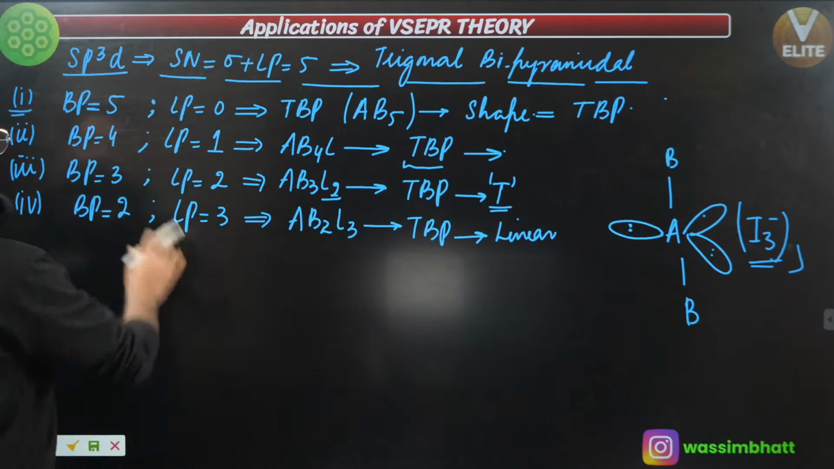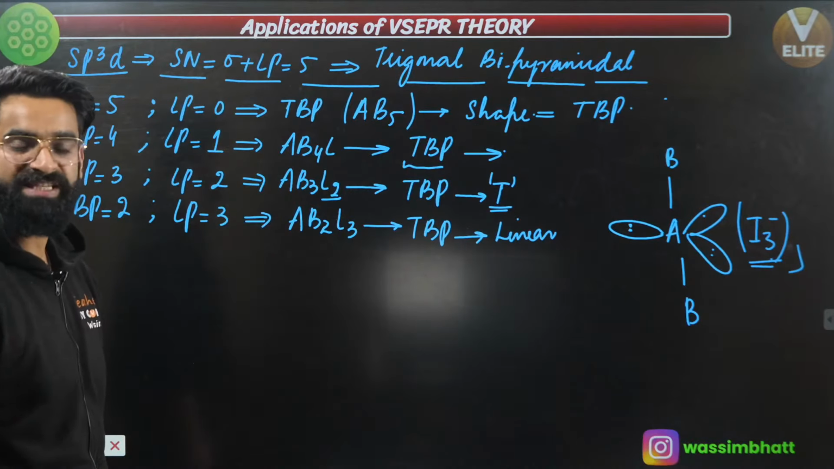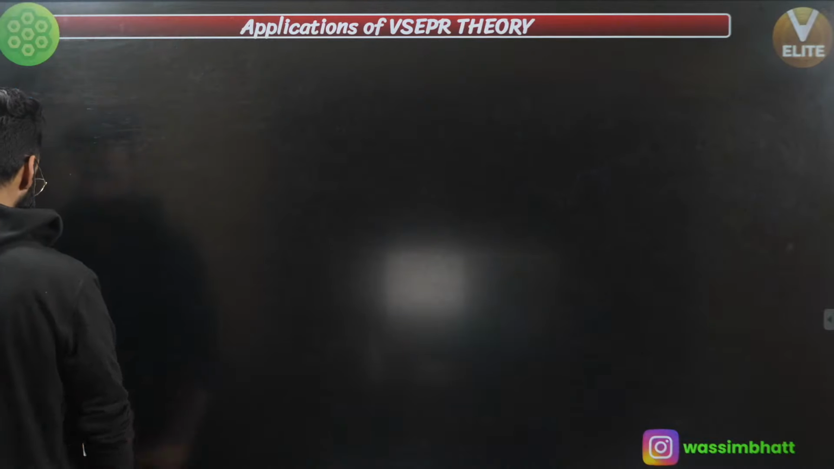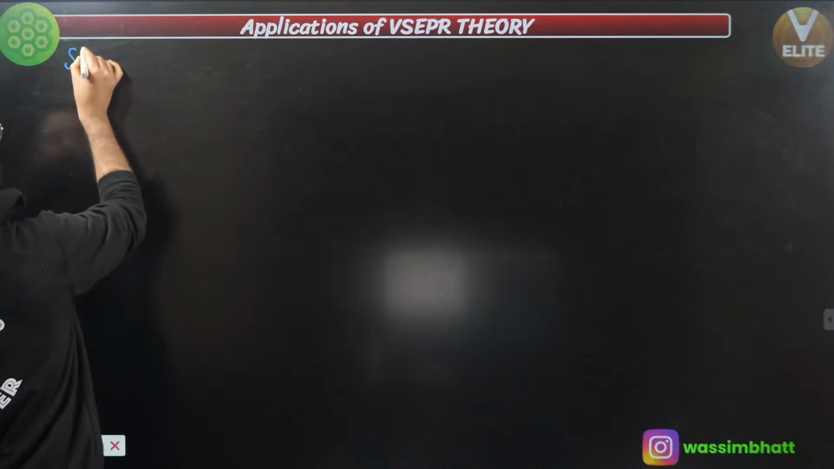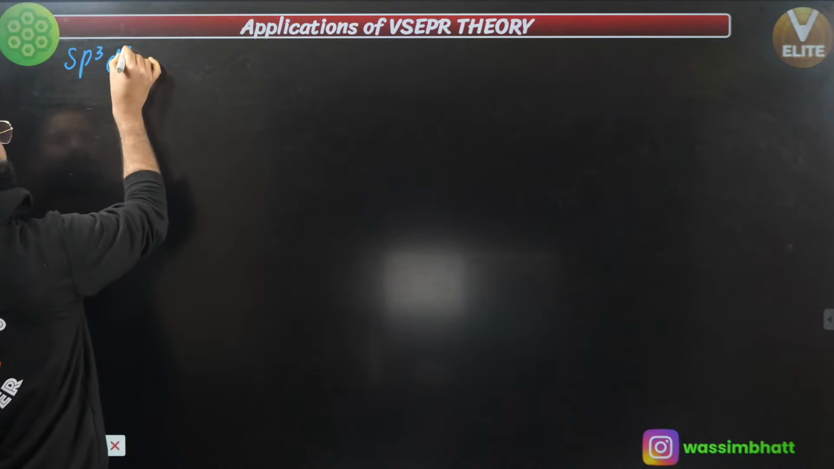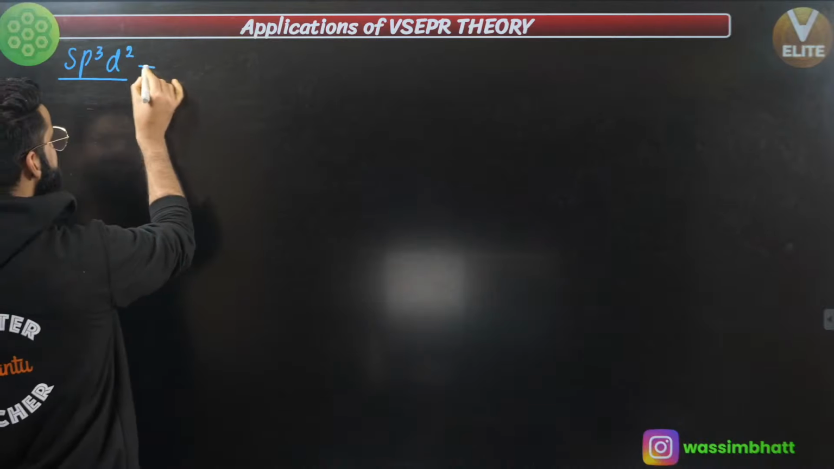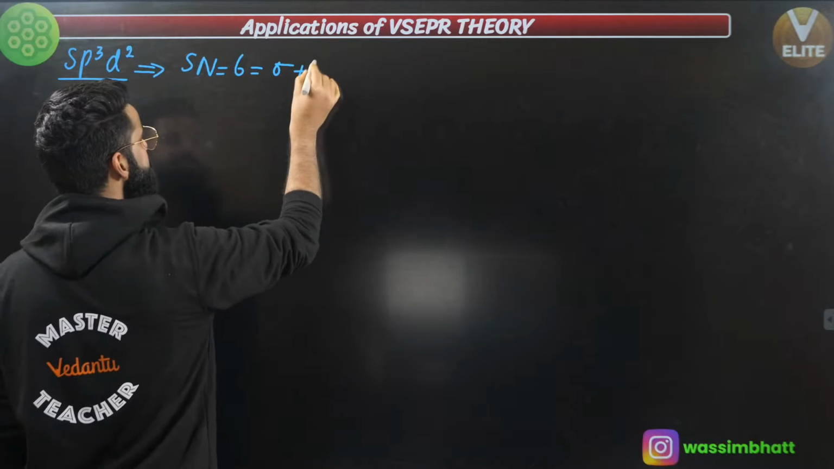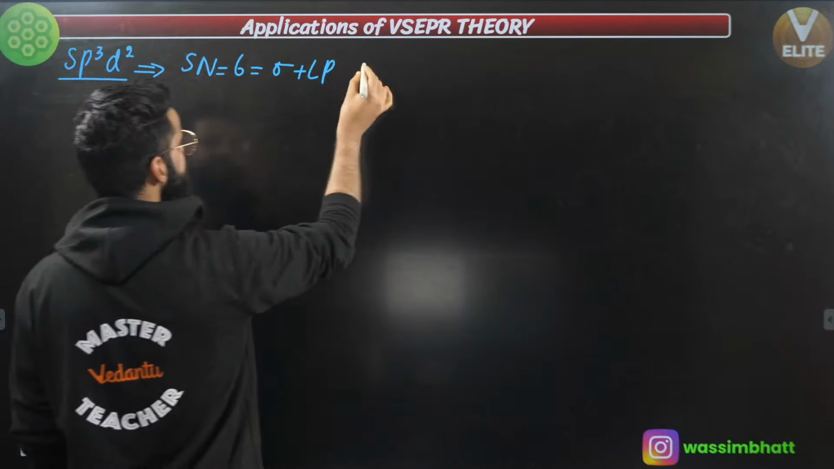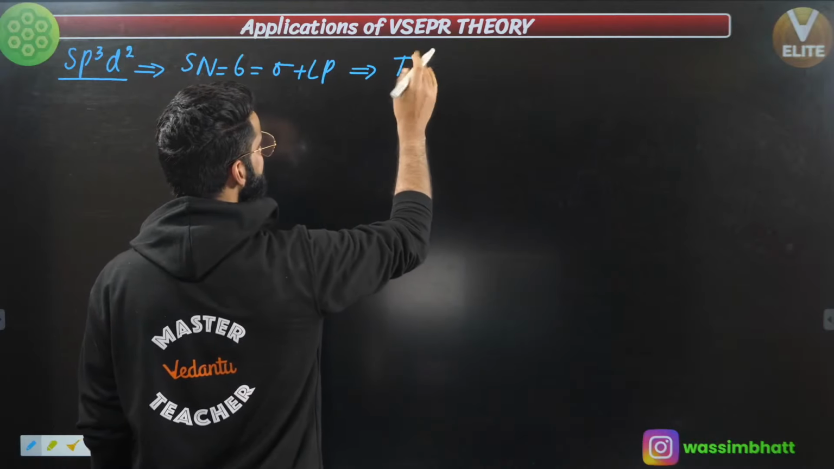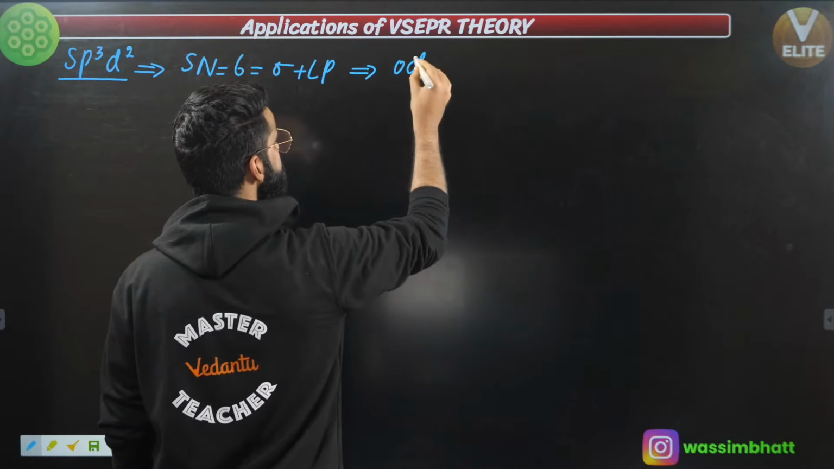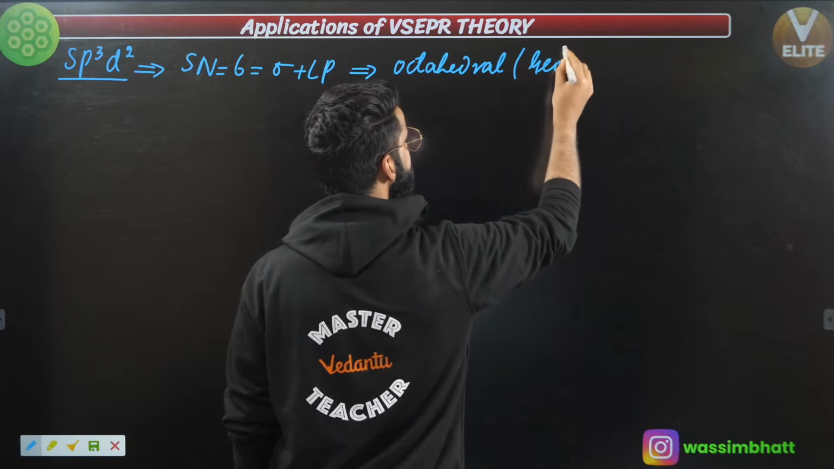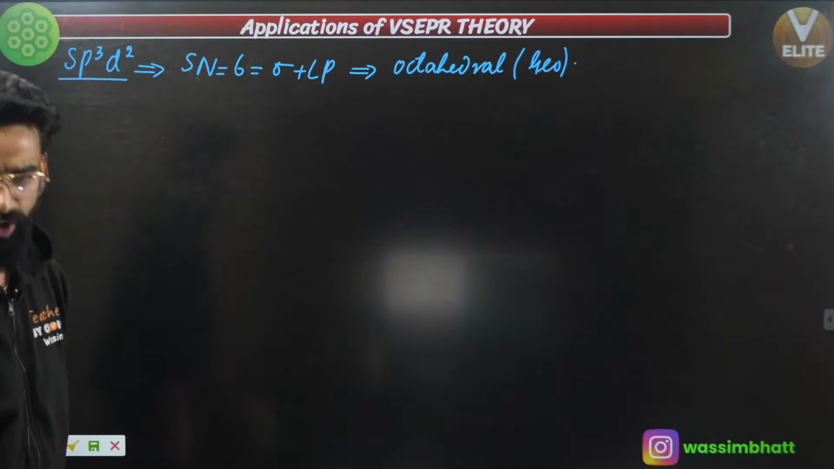Okay. Now, this was sp3d type. Now, which one is left? sp3d2 type. Okay. Let's move on to sp3d2 type. sp3d2 is possible only if the steric number is 6, right? Steric number, that means sigma plus lone pairs, right? And whenever there is sp3d2 hybridization, what is the geometry of the molecule? That is octahedral. I hope you remember it. Because from hybridization, you only get the idea of the geometry, not the shape.